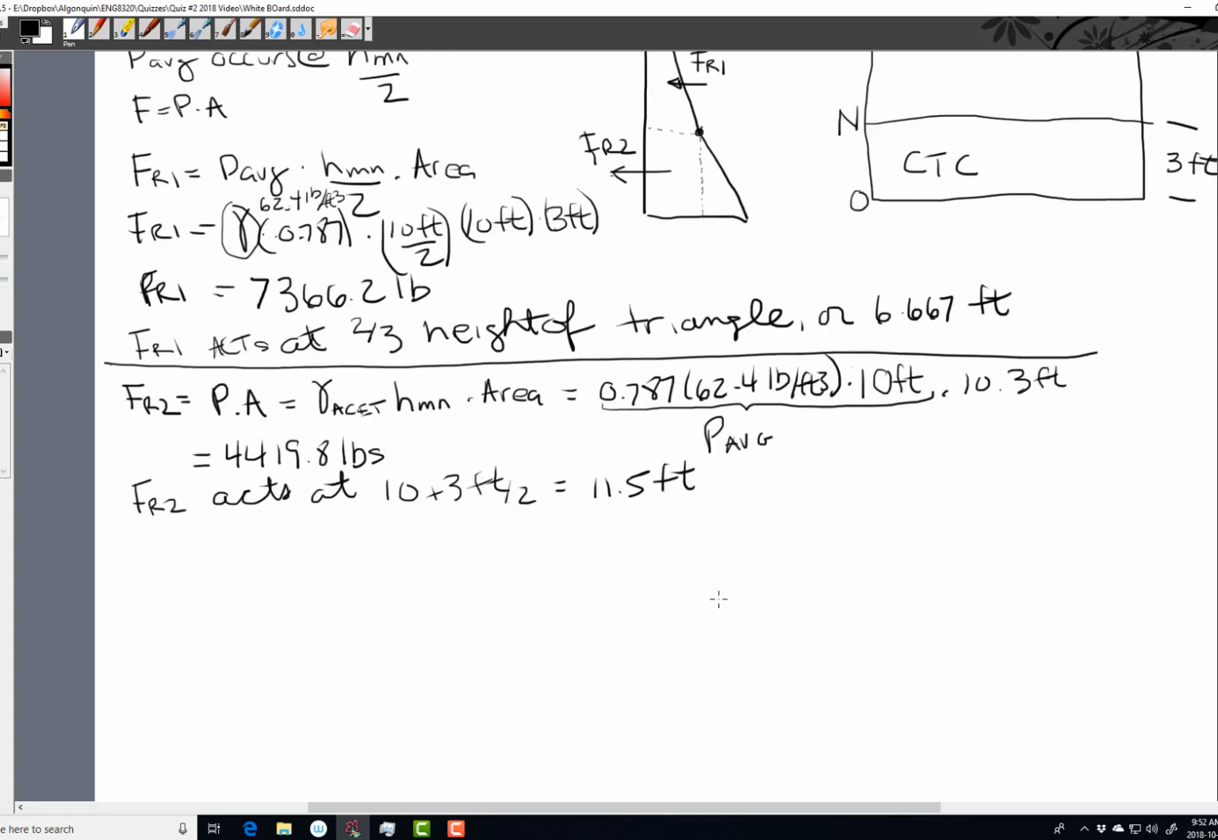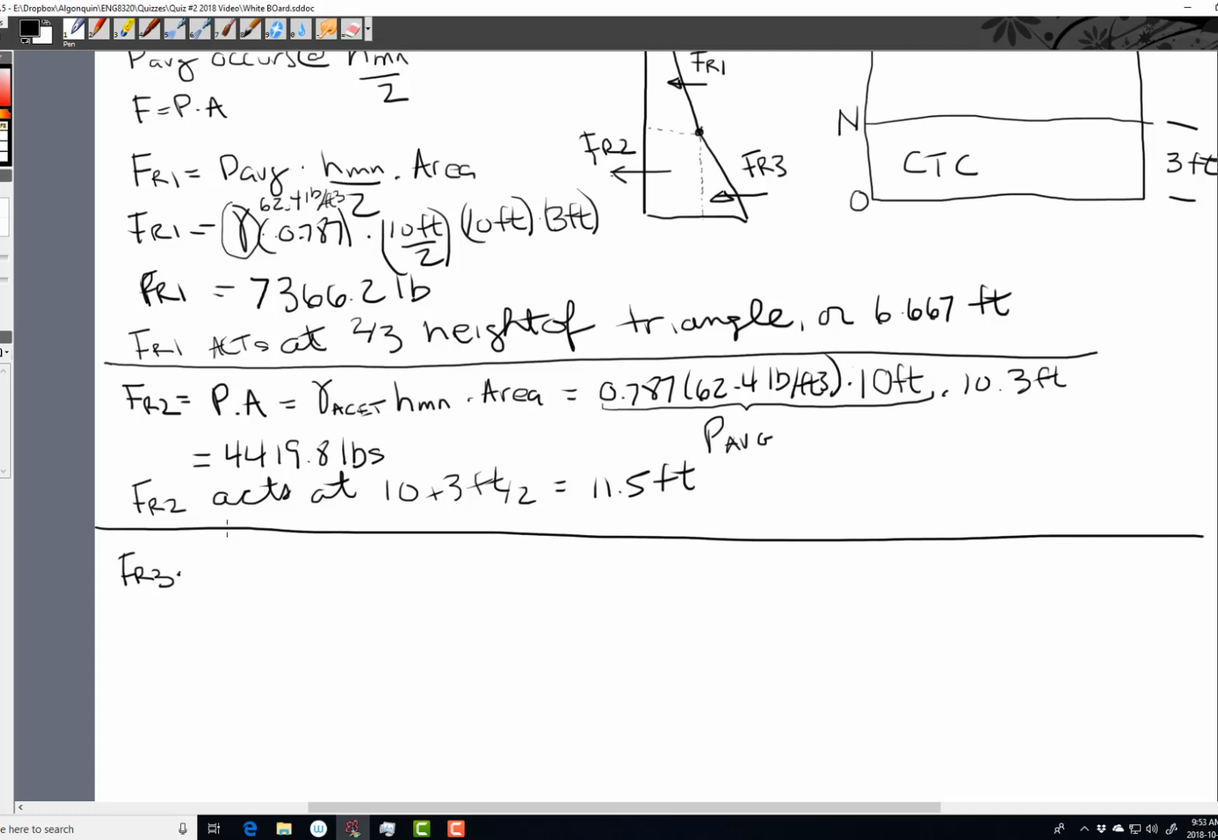Let's scroll down here. Now the last thing we need to look at is this FR3, the force from this pressure triangle right here, because we already have FR2. And we know, since it's a pressure triangle, that this is going to act at 2/3 the height, 2/3 of 3 feet. So let's have a look at FR3.